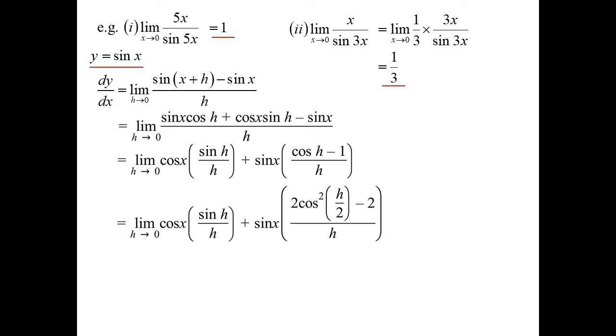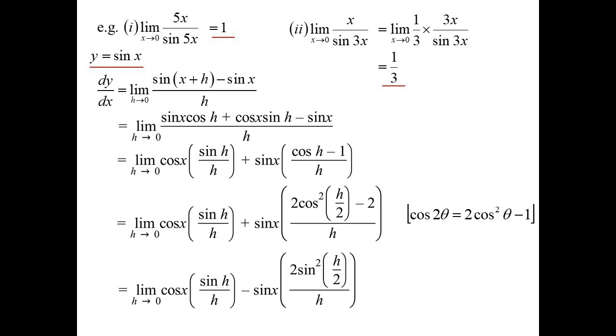I can change that to 2 cos squared h on 2 minus 2. Basically, I've used my double angle result. Cos 2 theta is 2 cos squared theta minus 1. But in this case, theta is h on 2, because h is double h on 2. So I went 2 cos squared h on 2 minus 1, but then there was another minus 1 there already, so it became minus 2. Why do that? Well, because cos squared minus 1 is the negative of sine squared. So it now has become minus sine x times 2 sine squared h on 2 on h.